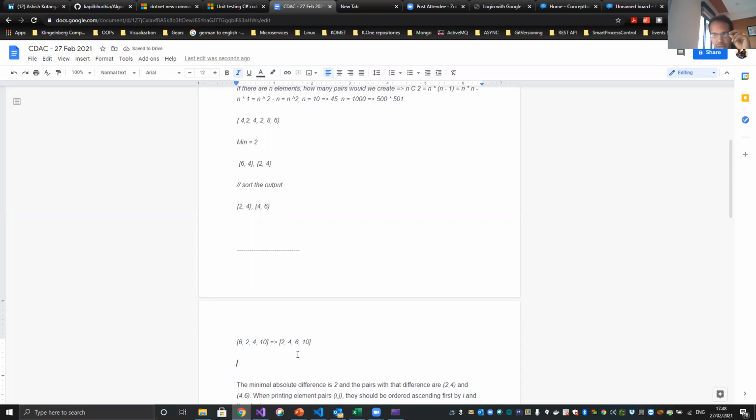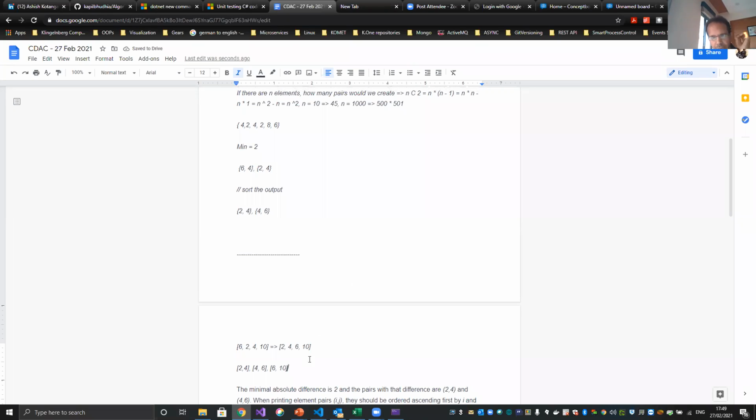Yes, Prasanna? Yes, we will only look at the successive elements, isn't it? Because it makes no sense to look at 2, 4 and then to look at 2, 6. Right? So I'm only going to look at 2, 4. Then I'm going to look at 4, 6. And then I'm going to look at 6, 10. So I'm only going to look at 3 pairs. Now, if there are 1000 elements, how many pairs do you think we'll be looking at? If there are 1000, it's 999. Yes, it is n-1, right?